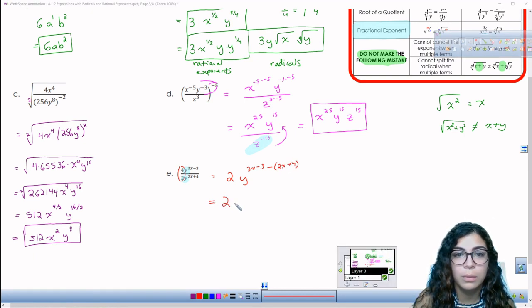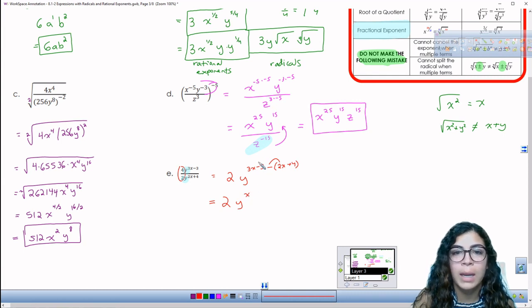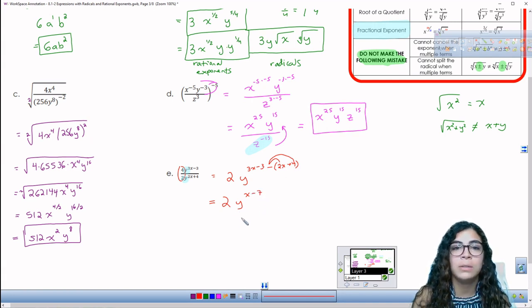So we end up with 3x minus 2, which is minus 2x, which is 1x, and -3 minus positive 4, which is -7. So our final answer is 2 times y to the power of x minus 7.